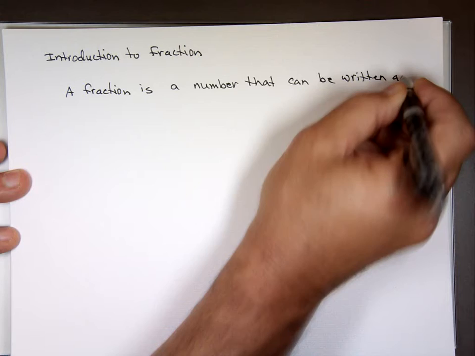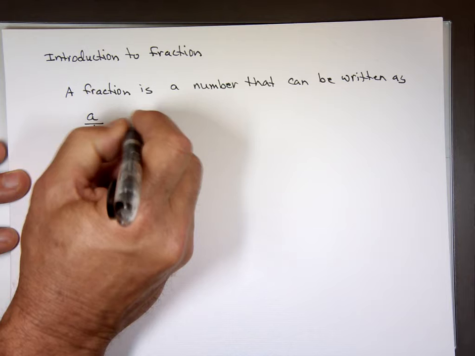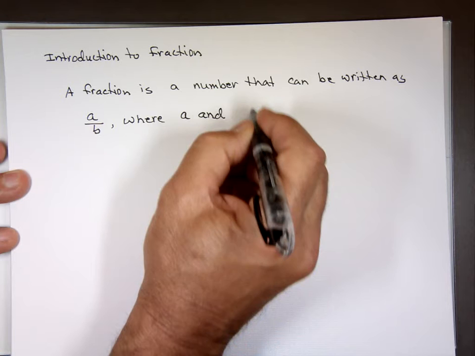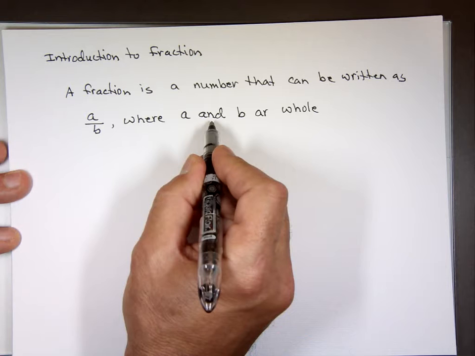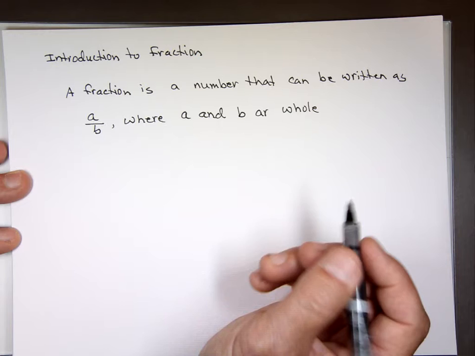A over B, where A and B are whole numbers, not decimals, whole numbers. Where A and B are whole numbers, yep.